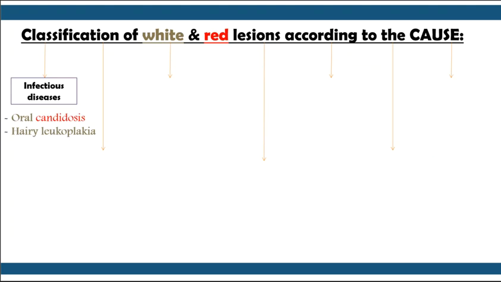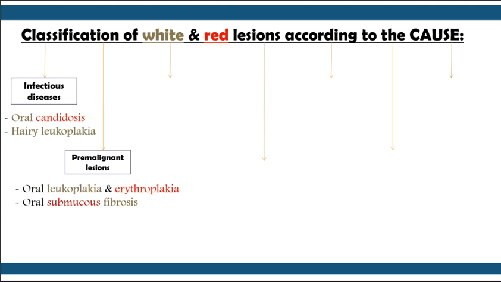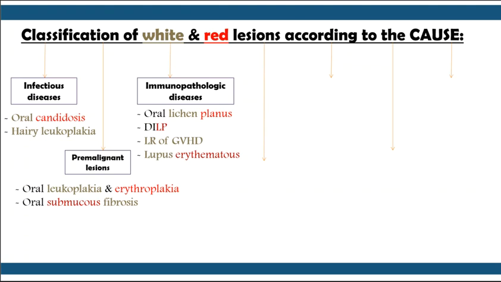And then oral candidiasis and hairy leukoplakia. As you can see, I'm writing this with a red color and other color. So oral candidiasis have both white and red lesions, أما hairy leukoplakia only white lesion. Pre-malignant lesions, and then oral leukoplakia and erythroplakia. As you can see, the color, and oral submucous fibrosis. Also immunopathologic diseases عندنا oral lichen planus, okay, and others.